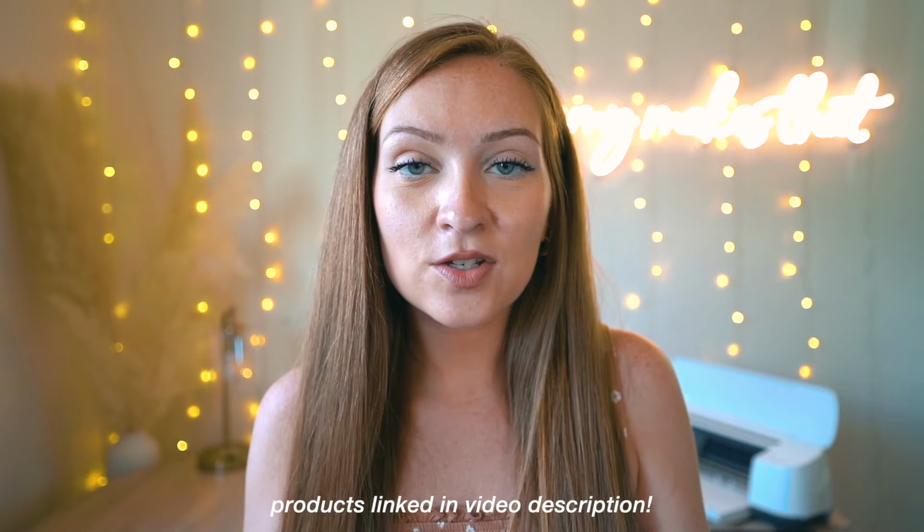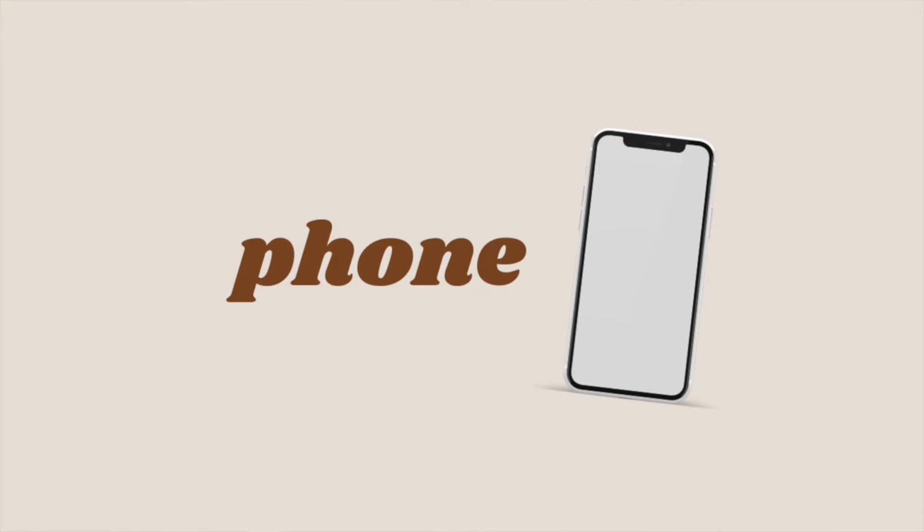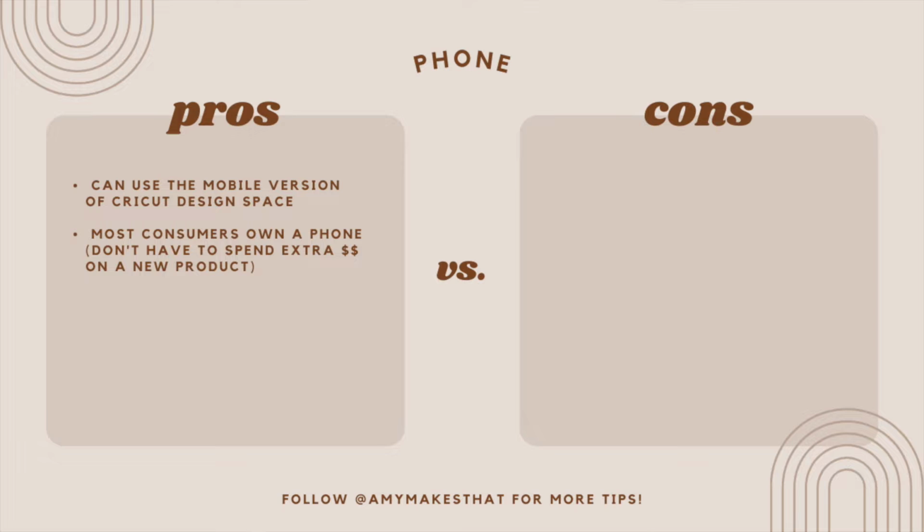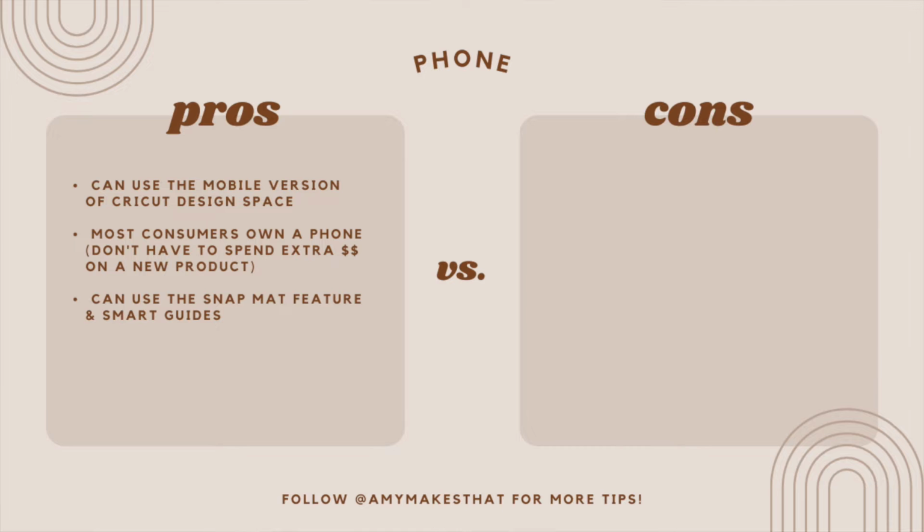So now let's talk about the benefits of using your Cricut with your phone. You can use Cricut Design Space through their app. It is available for Apple users and Android users. Also, everyone has a phone, so it is cost efficient if you do not want to buy a new product like a tablet, laptop, or desktop. And the mobile app has some exclusive features that aren't available on the desktop version, like smart guides and snap mat.